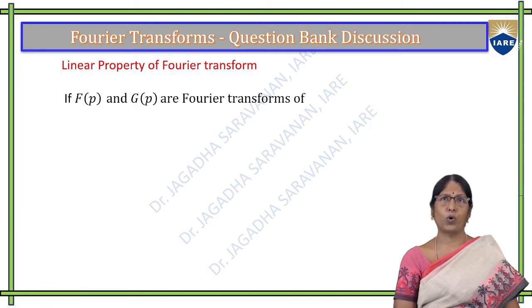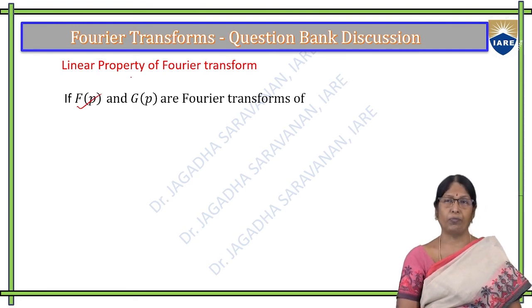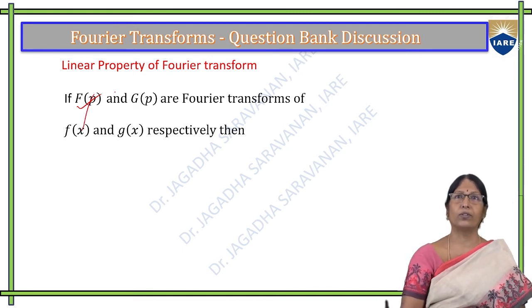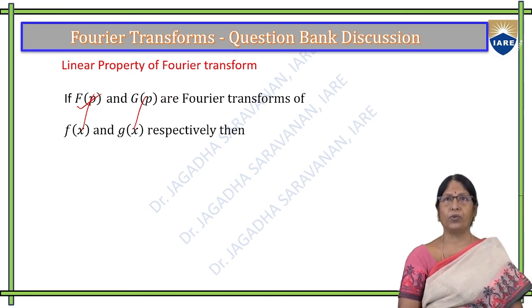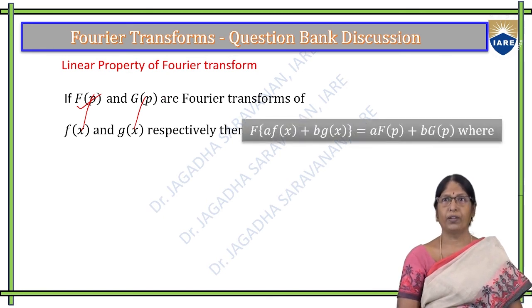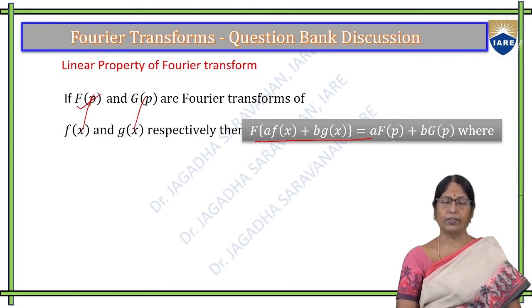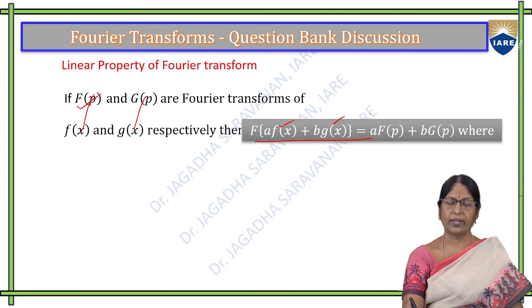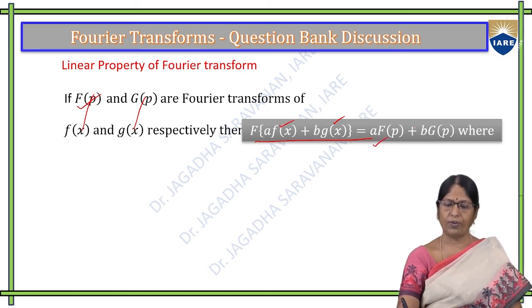Then some important properties are there. That is, if capital F of p and capital G of p are the two Fourier transforms, where f of x is related to capital F of p, and g of x is related to capital G of p. Actually, the basic concept of our Fourier transform is that when there are two functions, we can write the Fourier of the first function plus the Fourier of the second function. The constants will be written outside.